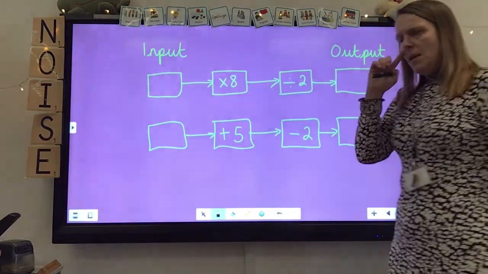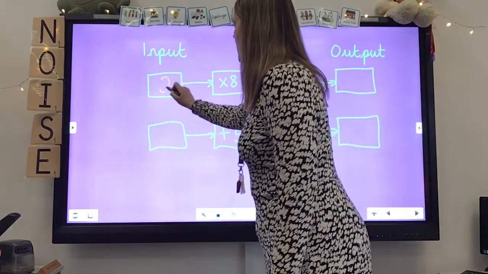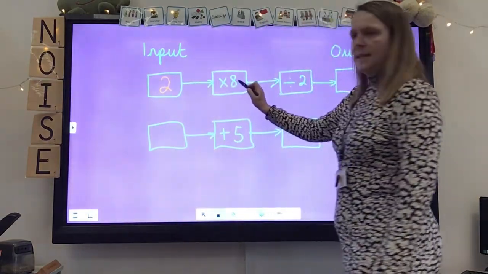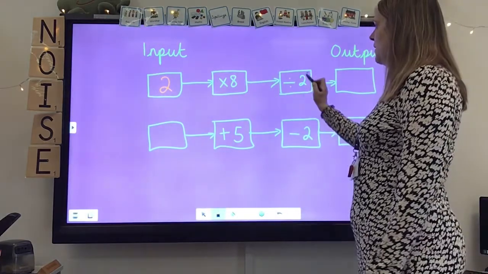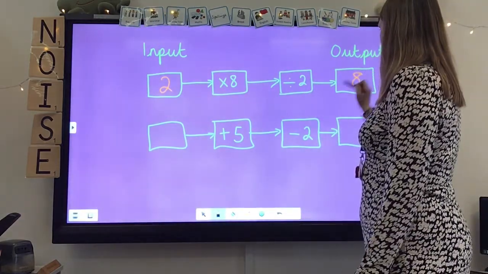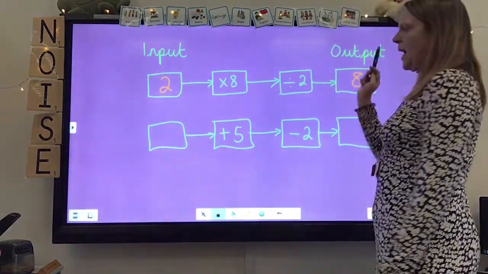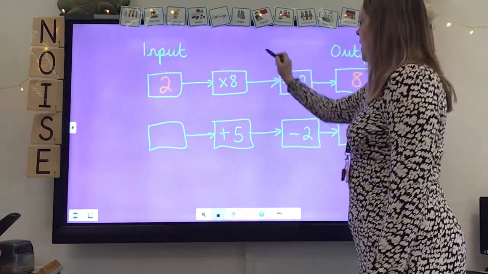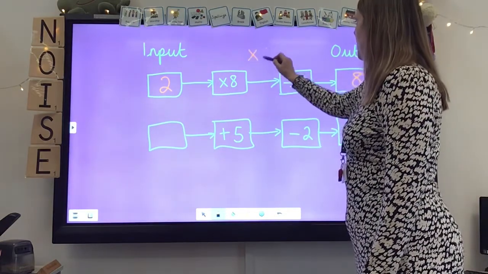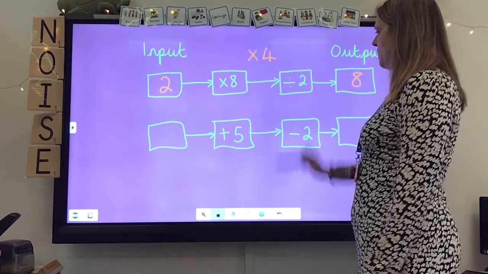Okay, let's put some numbers in our function machine to see if that will help us. Let's just put 2 in. So 2 times 8 is 16. Divided by 2 is 8. So if I was doing one step, what have I done to get from 2 to 8? Okay, I have timesed it by 4 because 8 divided by 2 is 4, so I'm timesing by 4.